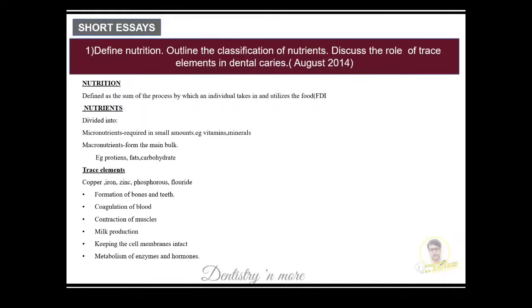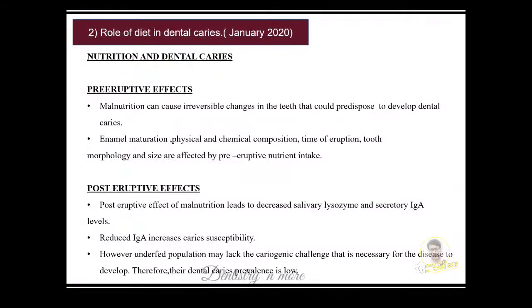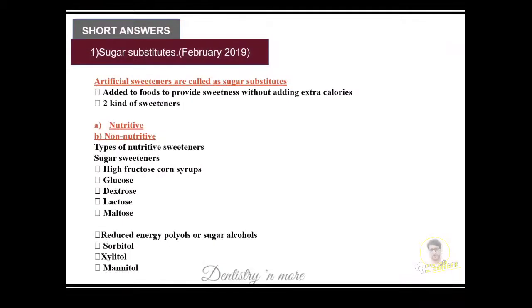Then a short essay again: nutrition, classification of nutrients and role of trace elements. Trace elements are copper, iron, zinc, phosphorus, fluoride. These are involved in formation of bone and teeth, coagulation of blood, contraction of muscle, milk production. They have many roles. Nutrition and dental caries, we already discussed: pre-eruptive effects, post-eruptive effects. Then sugar substitutes, which are artificial sweeteners. They are basically of two types, nutritive and non-nutritive.